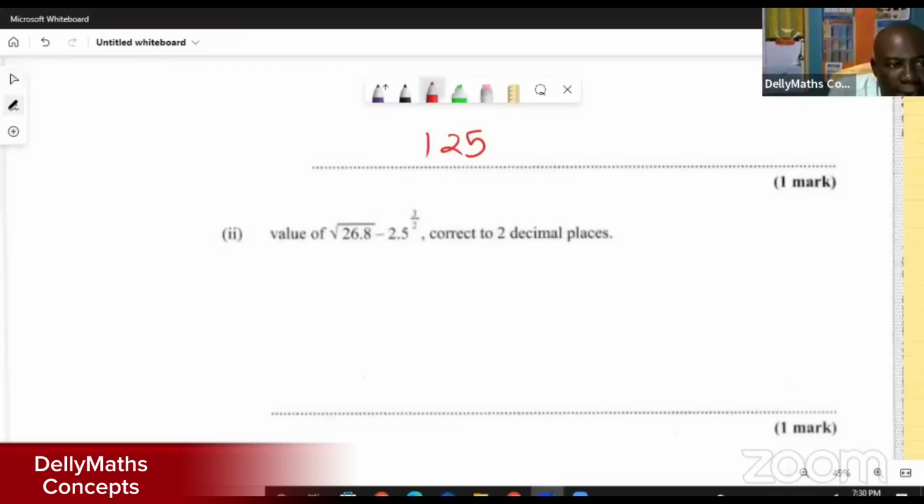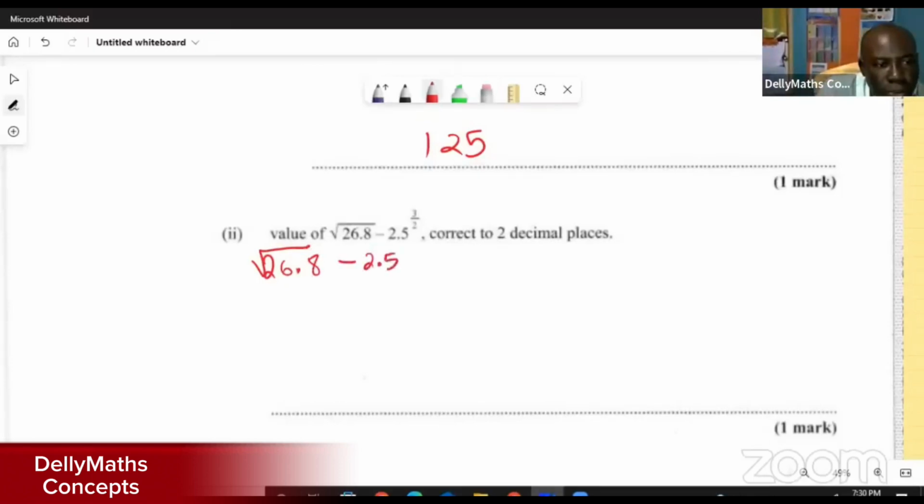So we actually have the square root of 26.8, and we want to minus 2.5 raised to 3 over 2. You could put this on your calculator and it's a 1-mark question. But let us say that you want to work it. What's the square root of 26.8? We need our answer to 2 dp. We'll get about 5.17687, and it goes on. But we could stop there.